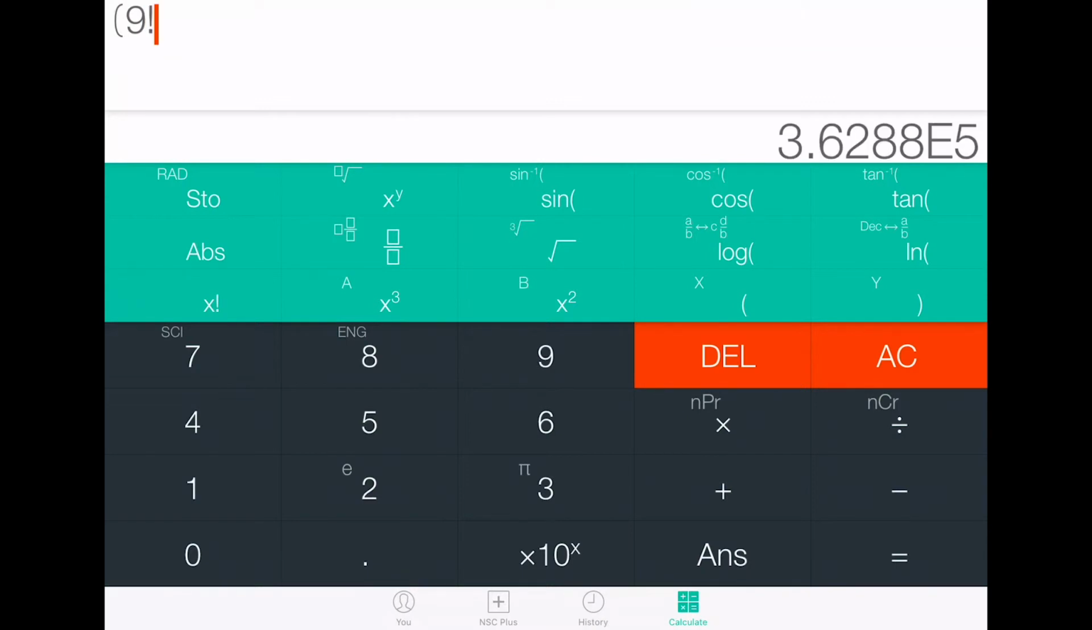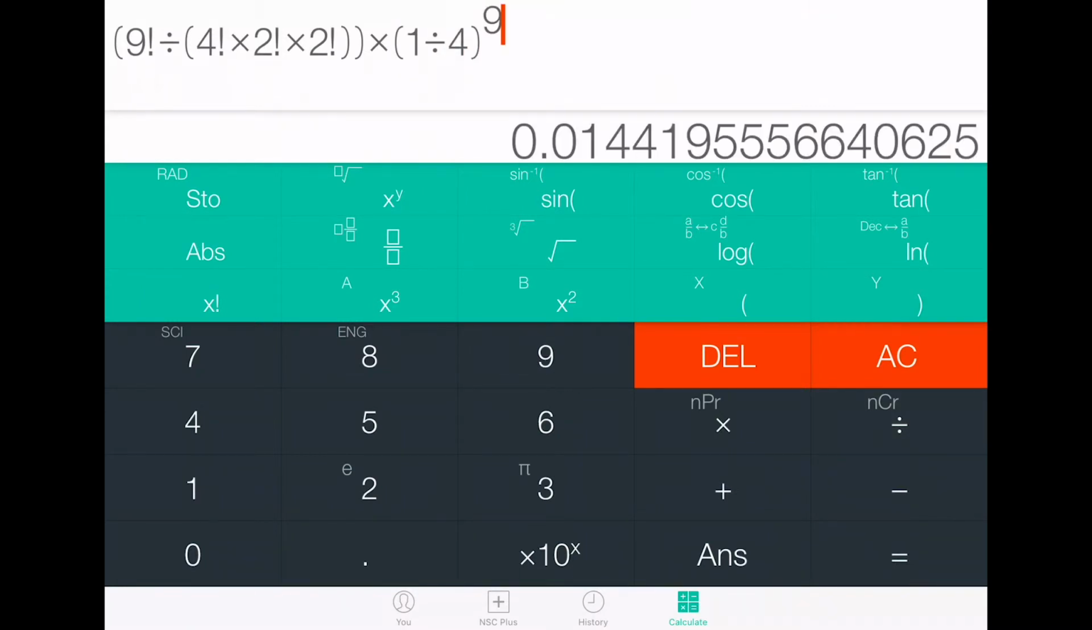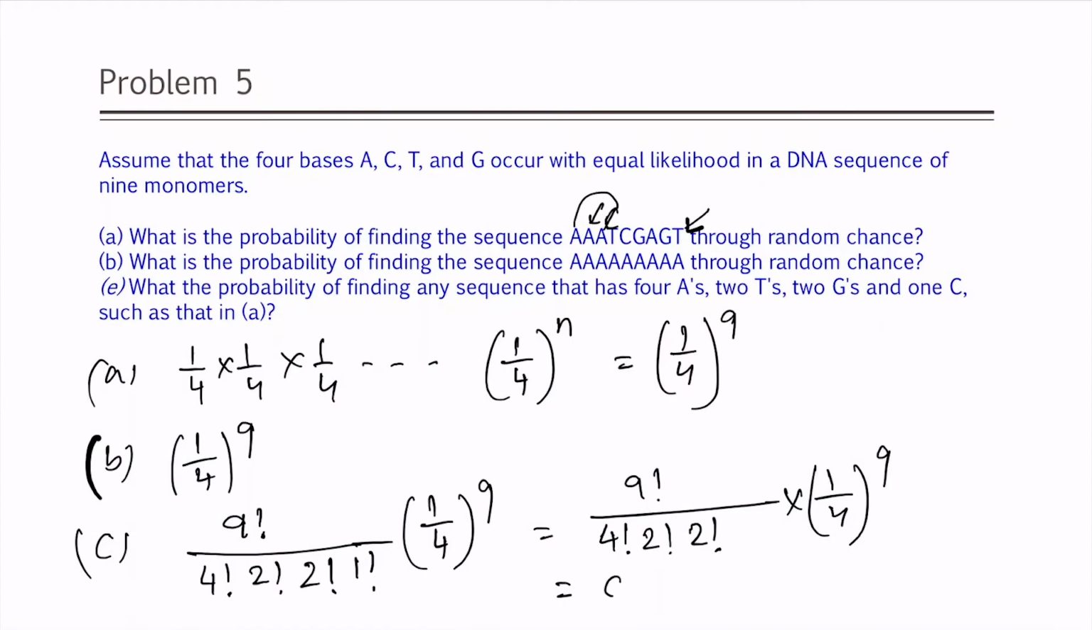9 factorial divided by 4 factorial into 2 factorial into 2 factorial, multiplied by 1 divided by 4 to the power 9. So, we are getting 0.014 as the probability of having such sequences.